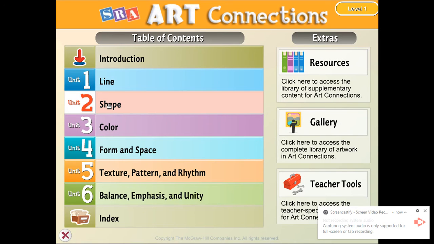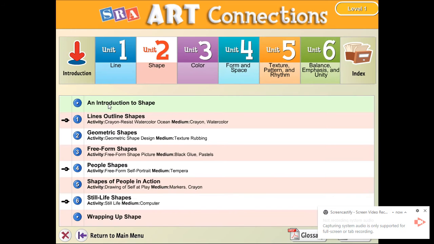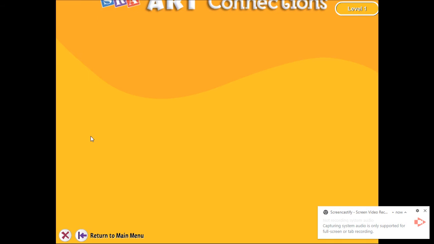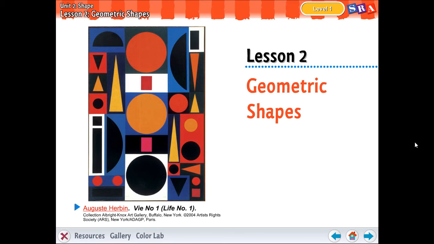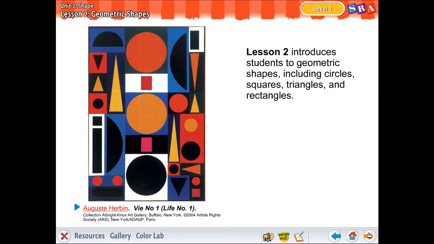Okay, we are on Unit 2. We did Lesson 1 last week, and we're doing geometric shapes today. Lesson 2, geometric shapes. Lesson 2 introduces students to geometric shapes, including circles, squares, triangles, and rectangles.